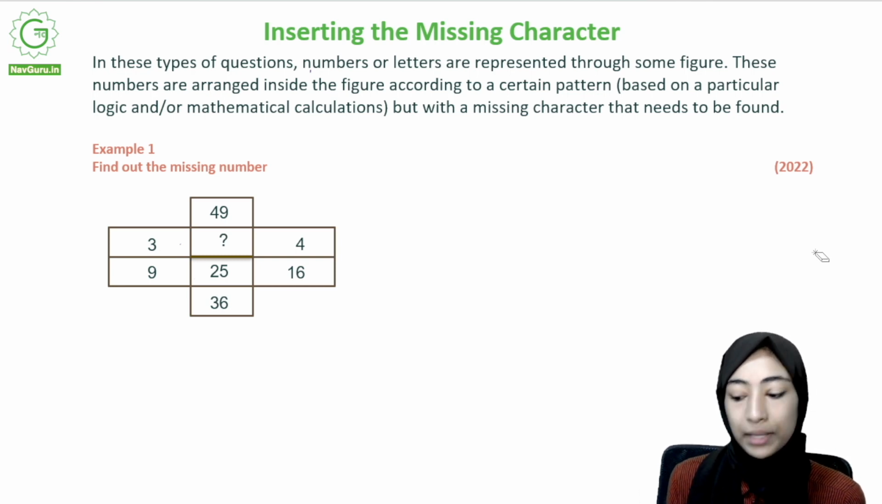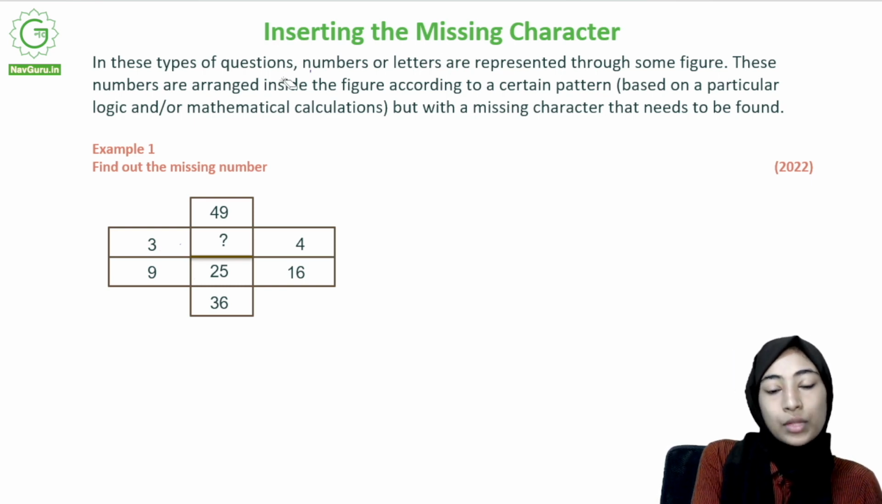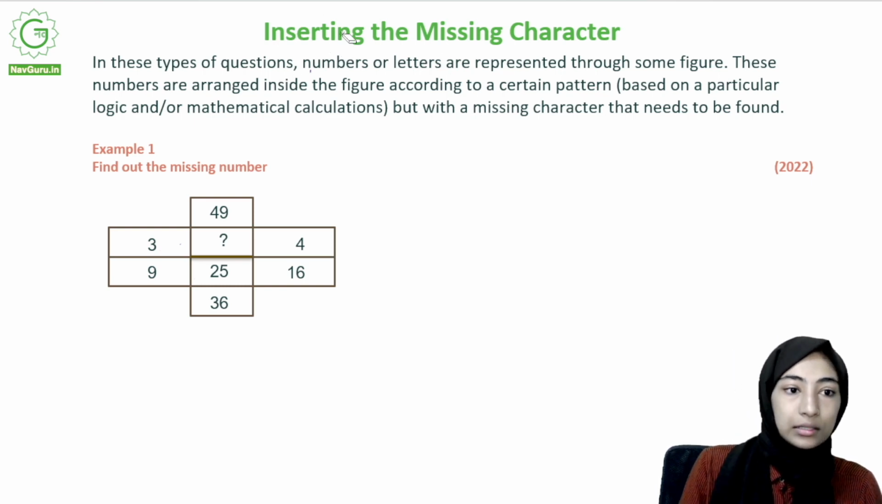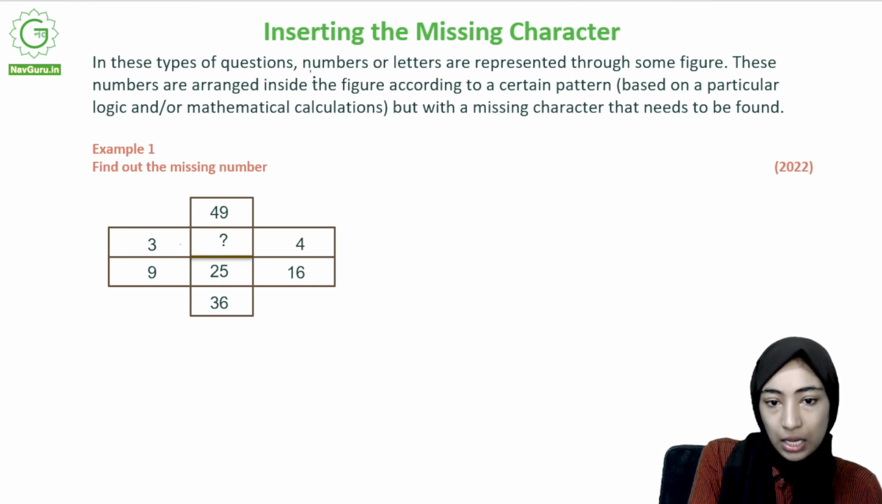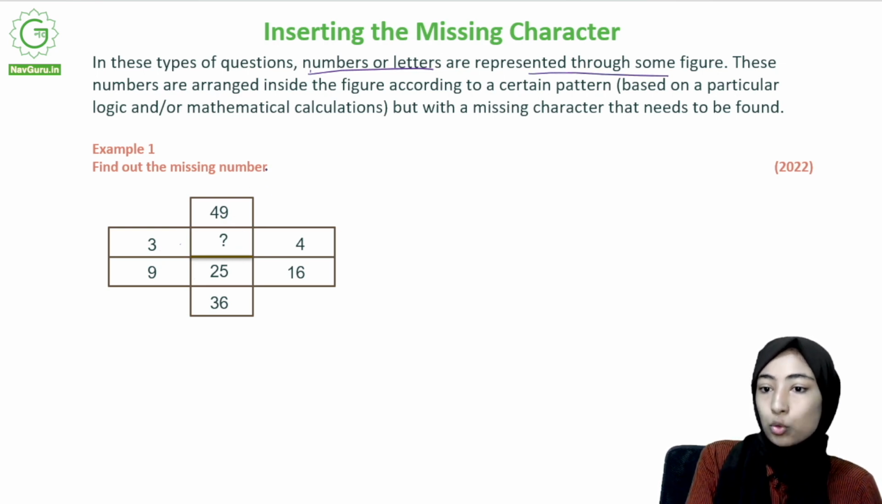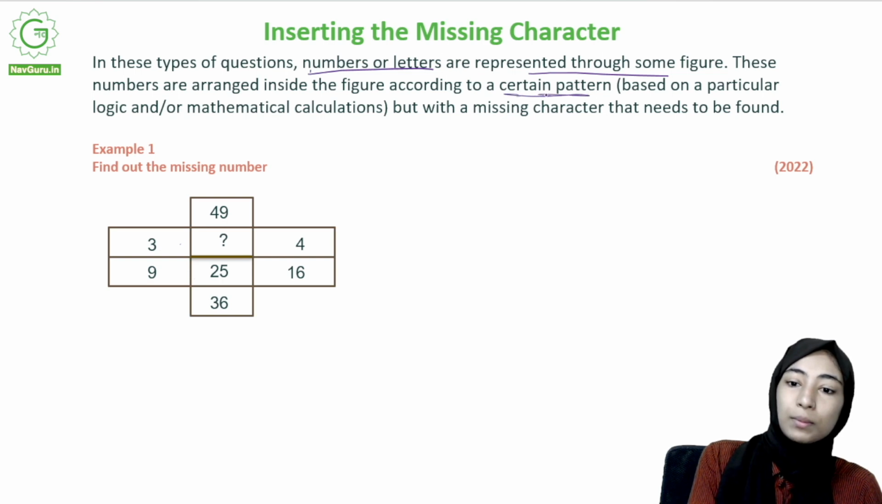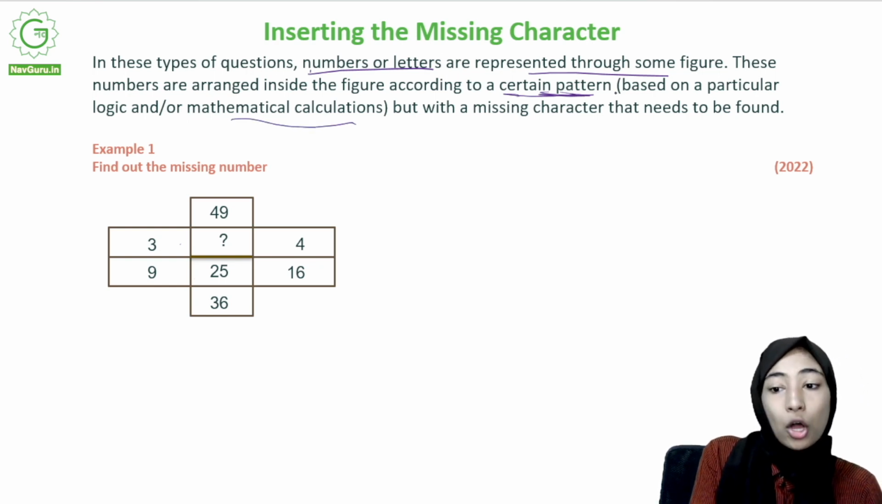Okay, so right, I'll just give you an idea of what it means. What does inserting the missing character mean? Basically, you have numbers or letters which are represented through some figure. Okay, you have a figure like this and you represent numbers or letters through this figure. Basically, you have numbers which are arranged inside the figure according to a certain pattern. This pattern will mostly be some mathematical calculation or a particular logic.